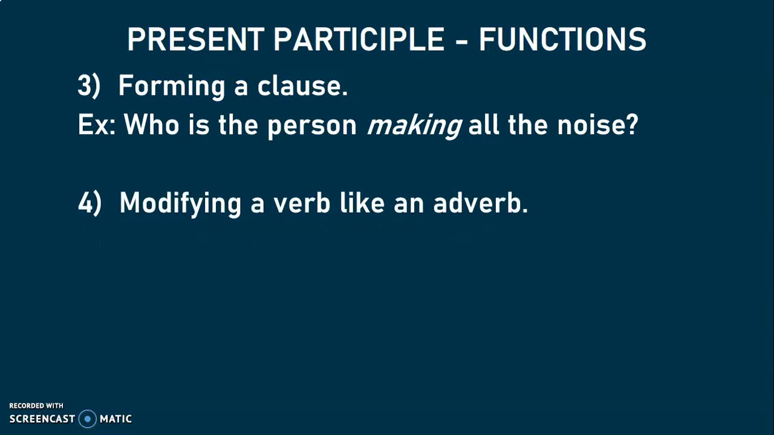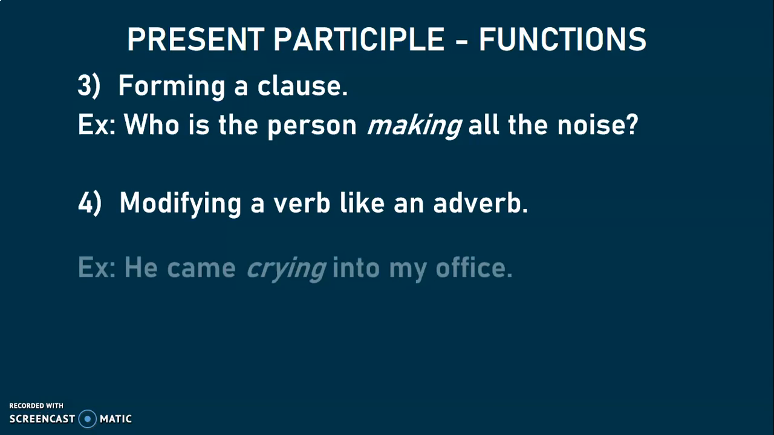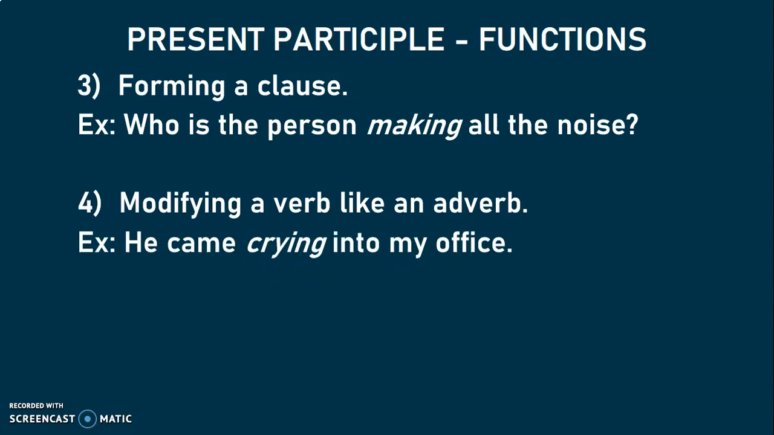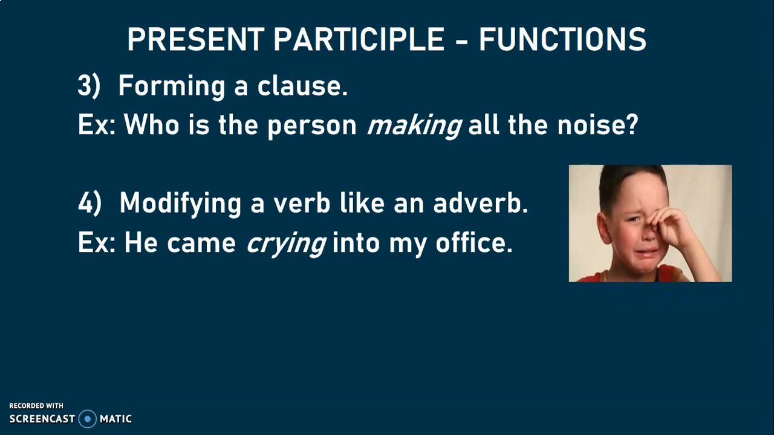And the fourth function is, sometimes present participles are used as adverb. Adverb always answers to the questions how, when, where, and why. See this example. He came crying into my office. How he came? Crying. So crying is not a verb, present participle. It is used as an adverb. These are the four functions of present participle.